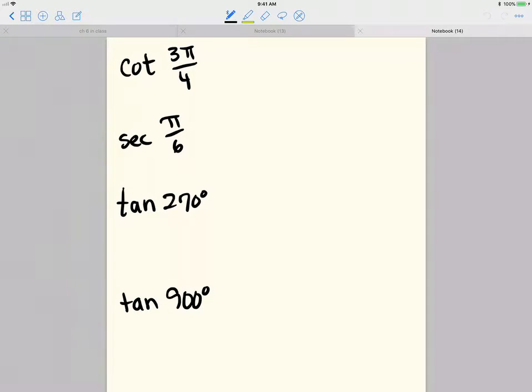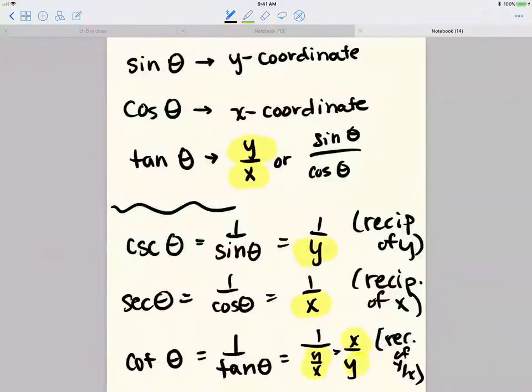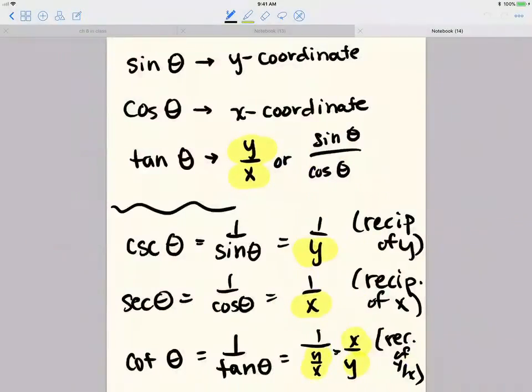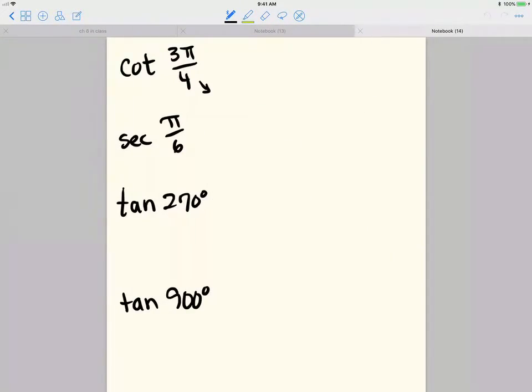So cotangent of 3 pi over 4. You understand where 3 pi over 4 is on the unit circle. For 3 pi over 4, the point is negative square root of 2 over 2 and positive square root of 2 over 2. And cotangent is basically the ratio of x over y. So if I do negative square root of 2 over 2 over positive square root of 2 over 2, I just get the value of negative 1. That's the cotangent of 3 pi over 4.